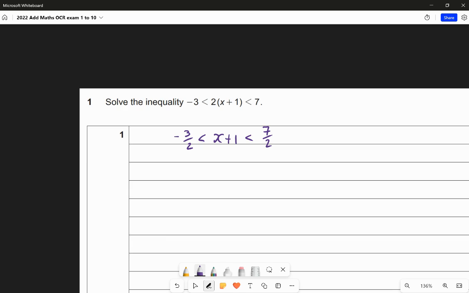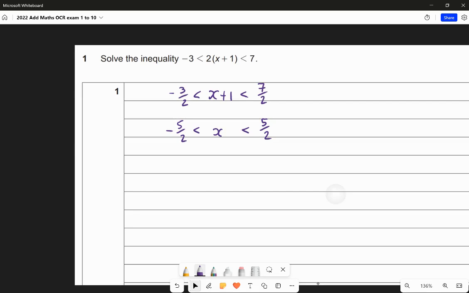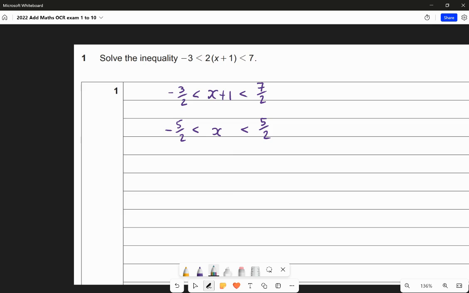Now, all I need to do is find out what x lies between. We have x plus 1, so I subtract 1 from that, I get x. So I have to subtract 1 from all 3 parts of this inequality. Subtracting 1 from negative 1.5 is negative 2.5, or negative 5 over 2. Subtracting 1 from 7 halves is 5 halves, or 2.5. So x lies between negative 5 halves and 5 halves, and that is the solution, and you would get full marks for that. This is only a 3-mark question. It doesn't seem like I've done very much for that 3 marks, but it's a nice 3 marks at the start of the paper.